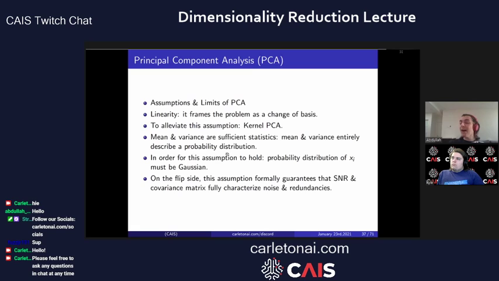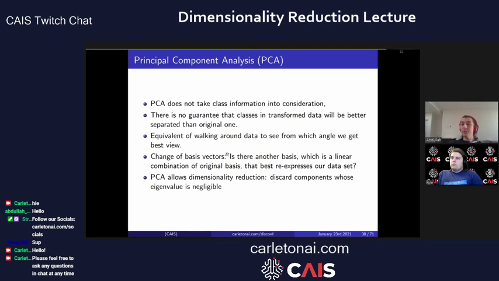So if you don't have a Gaussian distribution of your data, then PCA is not going to give optimal performance. It's not going to give you optimal results. However, the reason that making the Gaussian assumption is a very good assumption is because it guarantees that the signal to noise ratio and the covariance matrix will fully characterize the noise and the redundancies in the data, right?